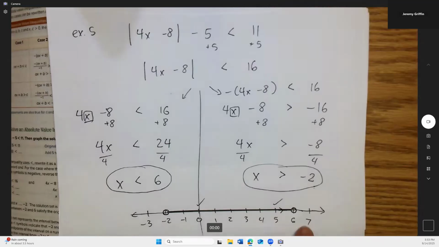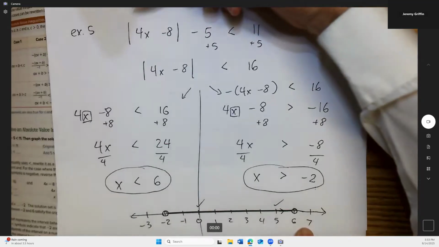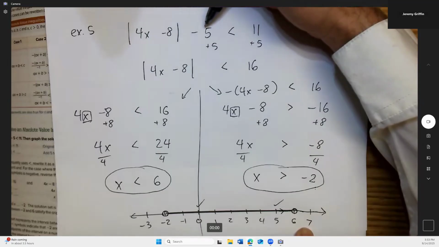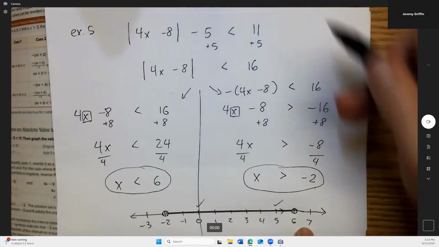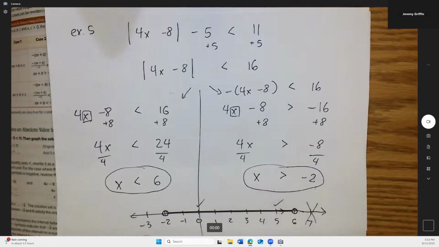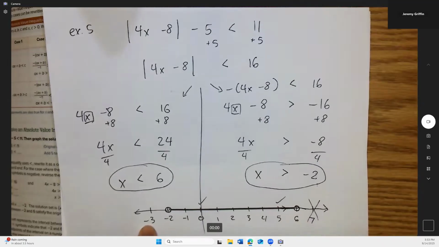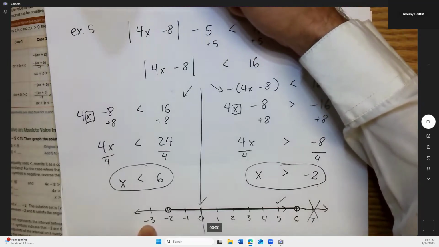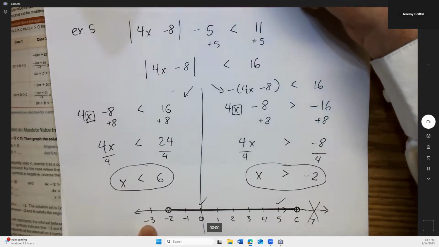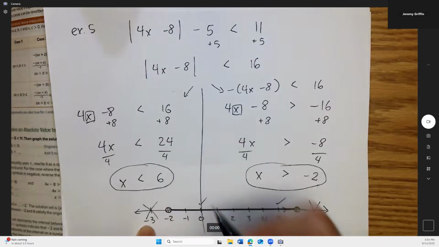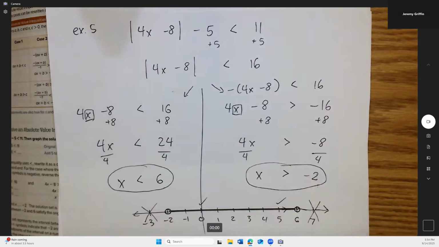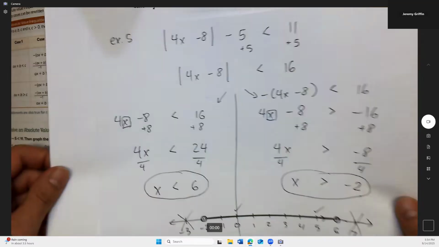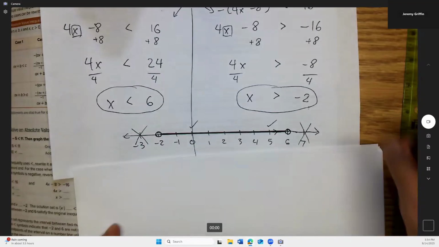Now 7 should fail. Let's see, does 7 fail? 4 times 7 is 28. 28 minus 8 is 20. Absolute value of 20 is still 20. 20 minus 5 is 15. Is 15 less than 11? No. So 7 definitely fails, which we thought it would. Now we go back the other way. What about -3? It should also fail. 4 times -3 is -12 minus 8 is -20. The absolute value of that is 20 minus 5, which is what we got before. Is 15 less than 11? No. I did those 4 checks verbally, but that aligns exactly with this.